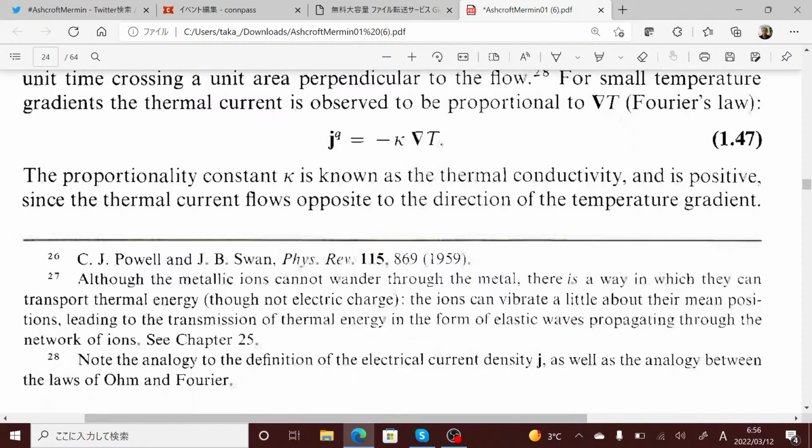Note the analogy to the definition of electrical current density j, as well as the analogy between the laws of Ohm and Fourier.